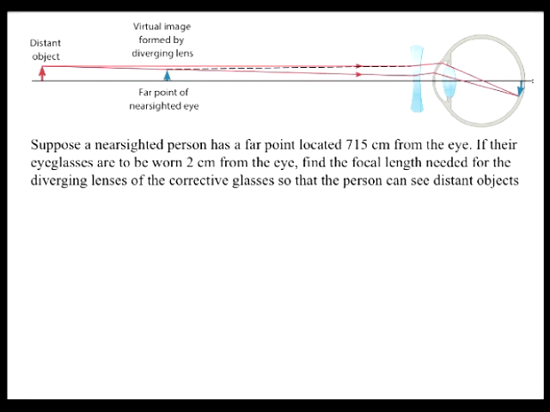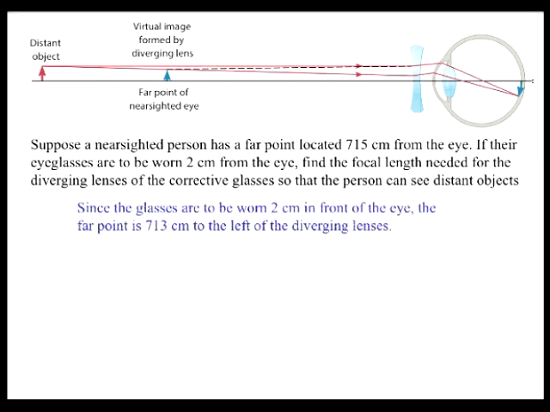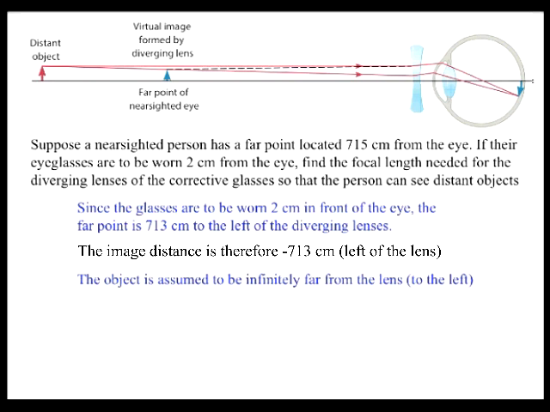To solve this, we see that, since the glasses are to be worn 2 centimeters in front of the eye, the far point is 713 centimeters to the left of the diverging lens, assuming both eyes have the same degree of nearsightedness. The image distance is therefore DI equals negative 713 centimeters, where the negative sign means to the left of the lens. The object is assumed to be infinitely far from the lens to the left.